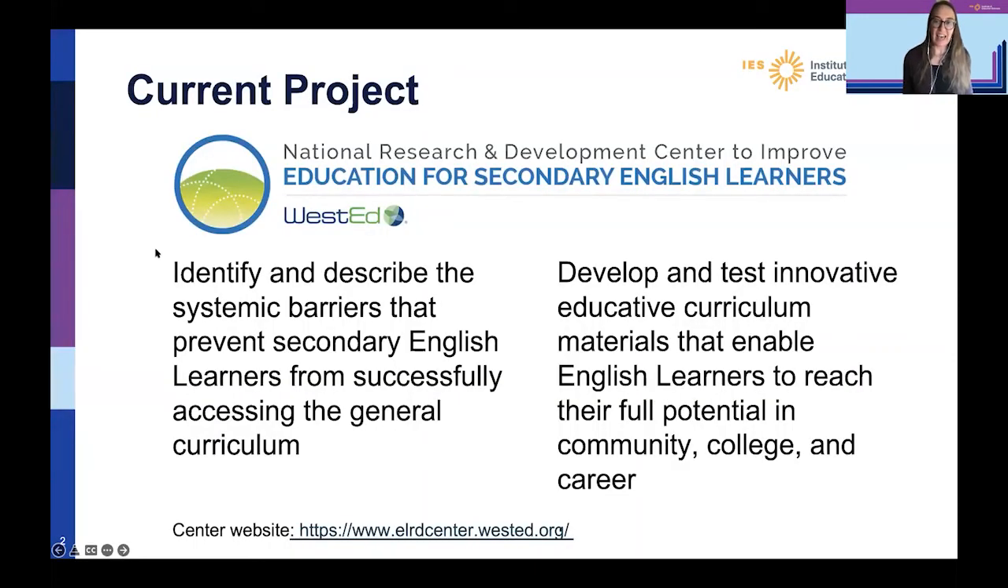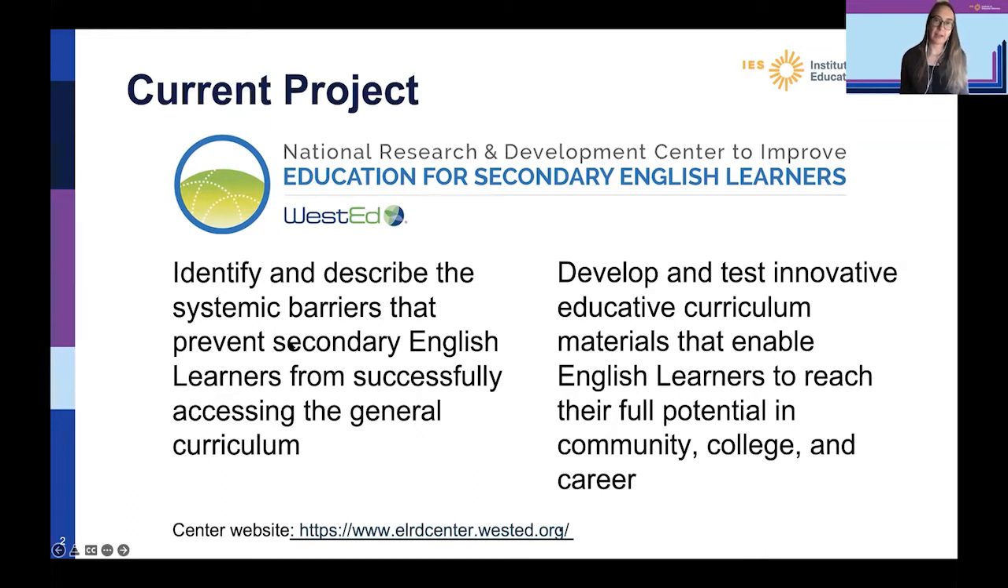Currently, I co-PI for one of 2 national research and development centers funded by IES that are focused on secondary English learners. And that R&D center is housed at WestEd. Aida Walqui is the PI. And our center has 2 main aims. First, identify and describe systematic barriers that prevent secondary English learners from successfully accessing the general curriculum. And then second, develop and test curriculum materials for secondary English learners. I'm focused on the first of those goals.